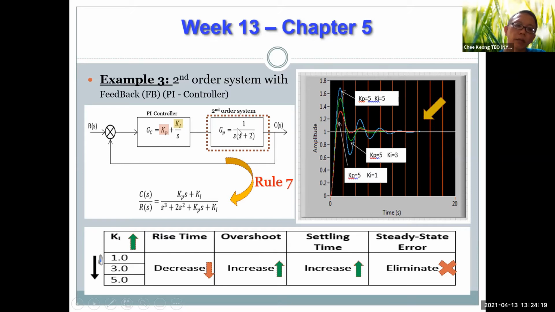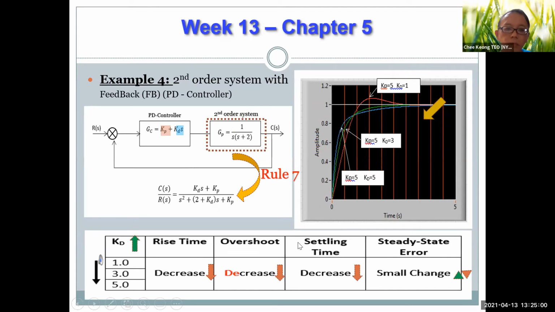So for this case, we changed the controller to a PI controller. Still using the same second order transfer function, you can rewrite your closed loop transfer function using rule 7, which is G over 1 plus GH, and simplify it in this fashion. Take note that as Ki increases from 1 to 3 to 5, the rise time decreases, the overshoot increases, the settling time increases, and the steady state error is eliminated, as we already know that steady state error equals 0 for an I controller.